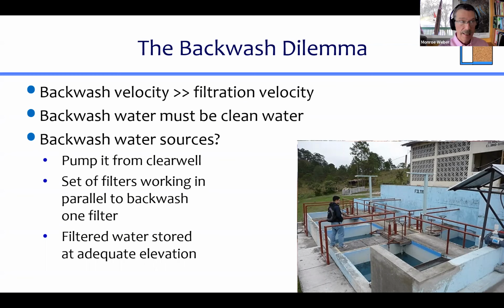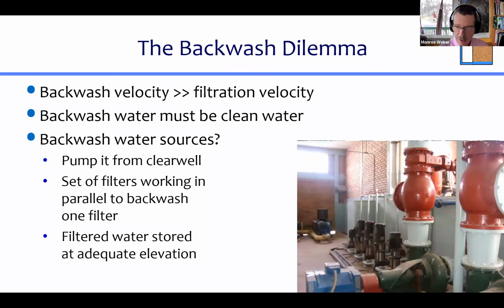The dilemma is, in any case, backwash water has to be clean water. It takes a lot of it, and a lot of it fast, because the backwash velocity is high. And so these are the 3 choices. We could pump it from a clear well. That's what's done in most water treatment plants. The set of 6 filters working together, or we could have filtered water stored at an adequate elevation.